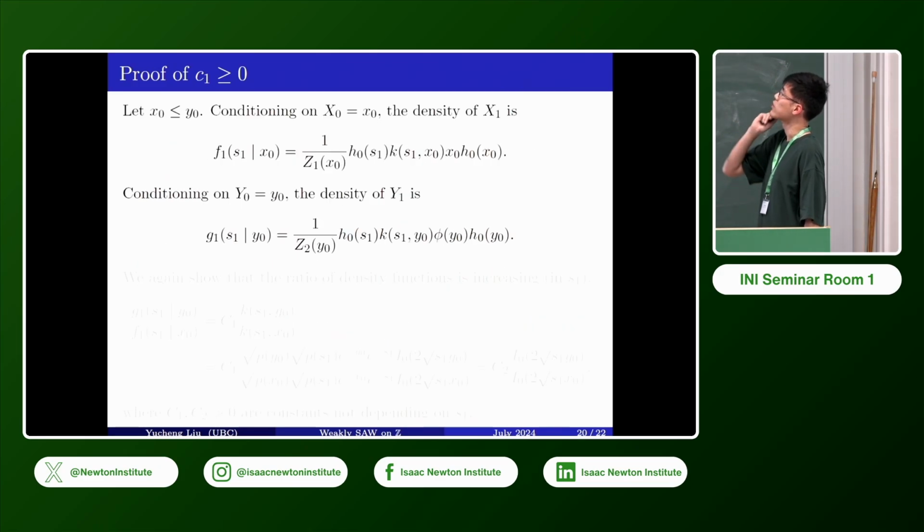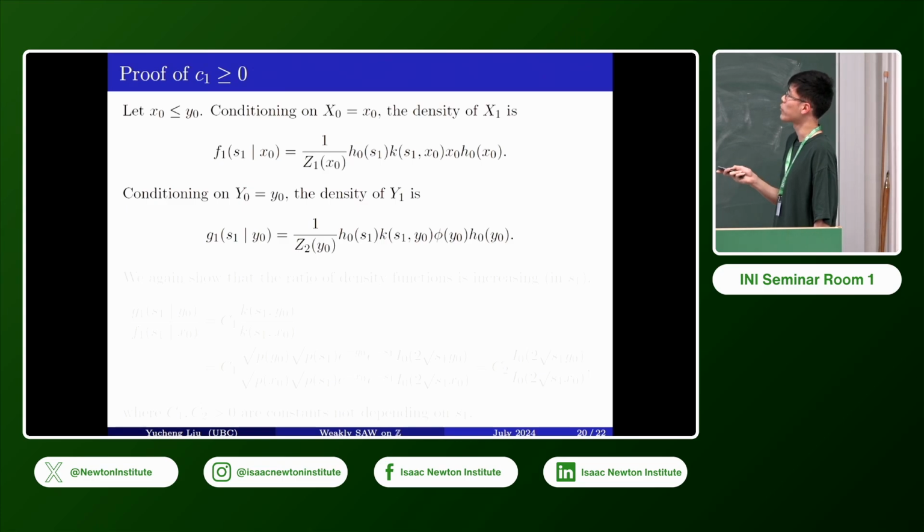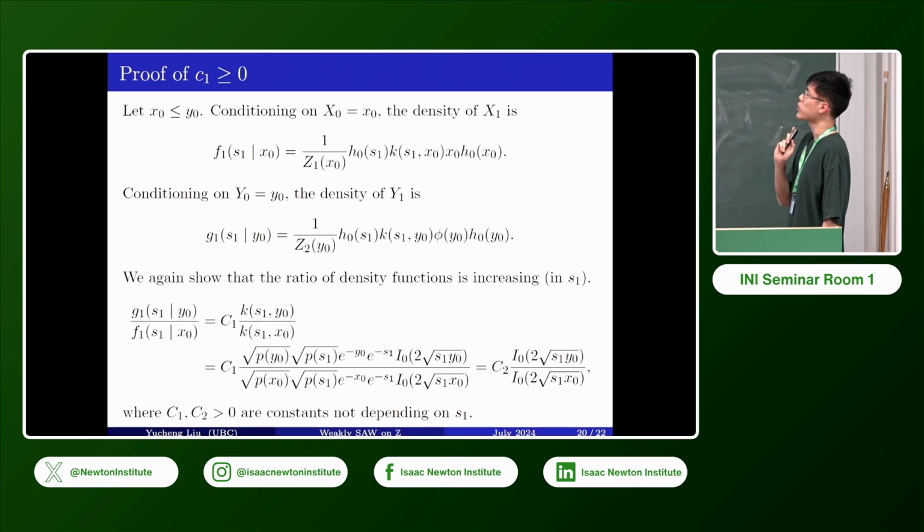And so here are the conditional distributions for my X1 conditioning on X0, and my Y1 conditioning on Y0. And I will just take the ratio of the two density functions and show a smaller one in S1. So here's some expression for the ratio. And you see lots of terms are just constants, for example in Y0 or in X0, so they don't really play any role in the conditioning.